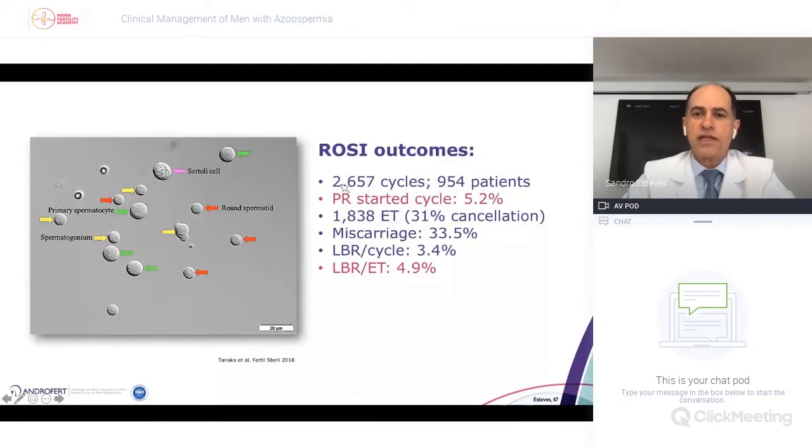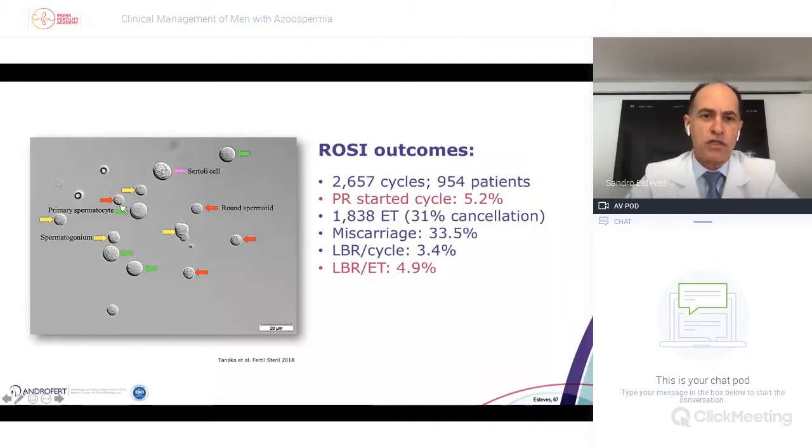They have used the technique in almost 3,000 cycles, almost 1,000 patients, and the pregnancy rate per started cycle is only 5.2% in their hands, very experienced hands using round spermatid injection. So the live birth rate per embryo transfer is about 5%. So the effectiveness of round spermatid injection is not high. If you decide to use that, you need to consider that this technique will fail much, much more than succeed.